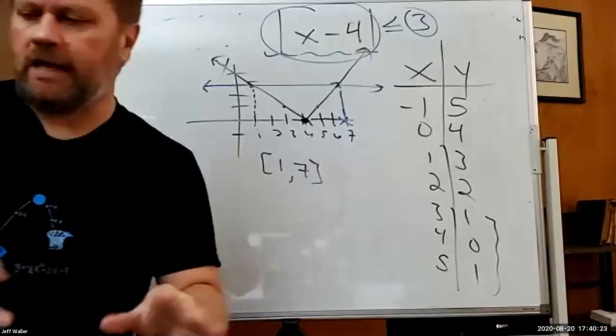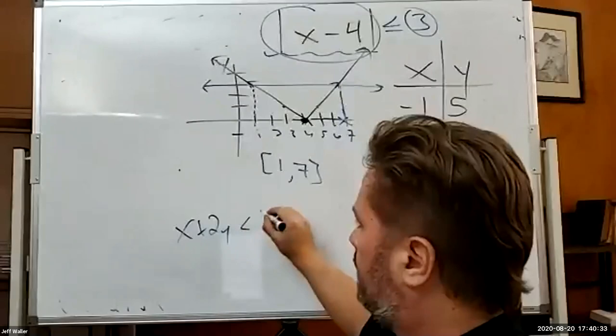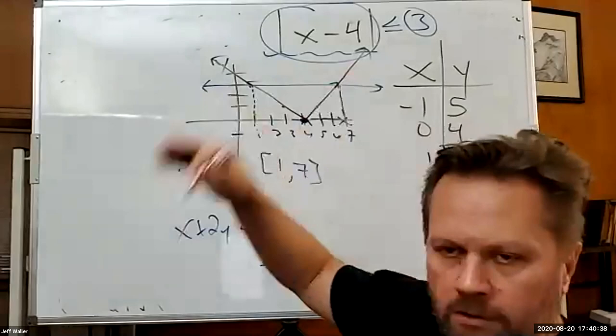There are these problems where you have two variables and you have to graph the line and there's an inequality, like x plus 2y less than 6, right? And then that's going to have a line and then you're going to shade one side or the other. That's not this, because there's only one variable.